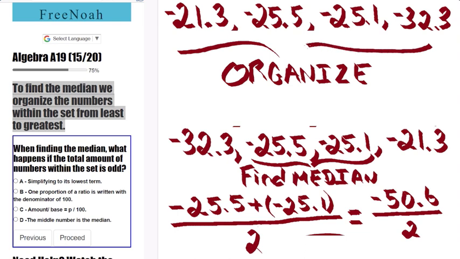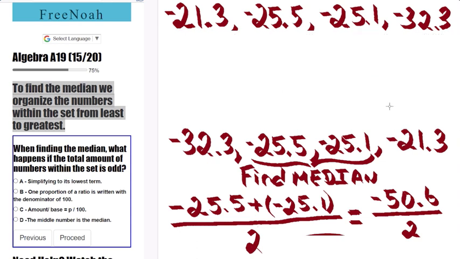So here we have negative 21 and 3/10, negative 25 and 5/10, negative 25 and 1/10, and negative 32 and 3/10. And we're going to organize it from least to greatest, left to right. On the farthest left is going to be the leastest, we'll say. So what we're left with is negative 32 and 3/10, negative 25 and 5/10, negative 25 and 1/10, and negative 21 and 3/10.